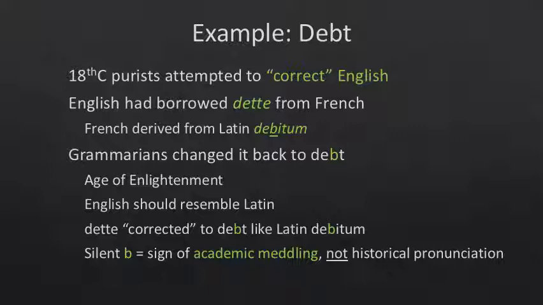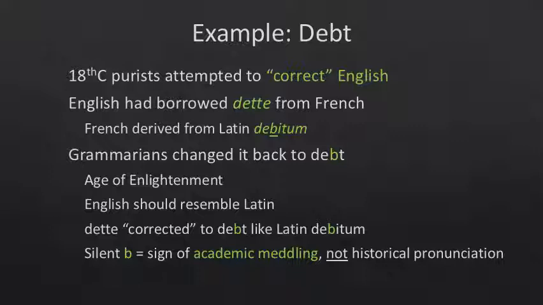The problem is, from our perspective, English had never said debit. It had always said debt. In fact, English had borrowed the word debt from the French. Remember, the French sort of is late Latin. And the French word for debt was debt. So in English and in French, there had been no B. You had to go back to the Roman Empire, practically, 2,000 years ago, to find a B in that word.